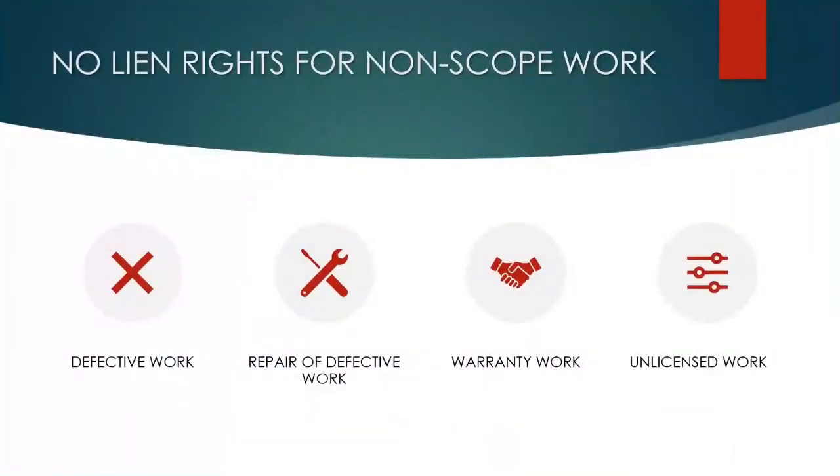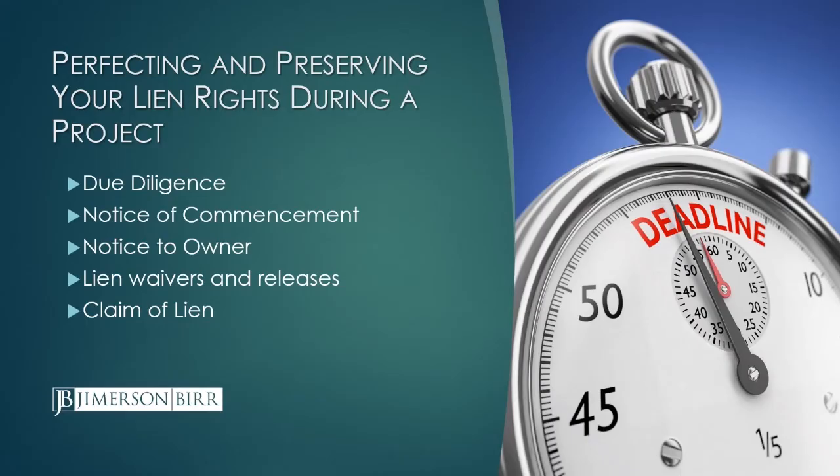Another area where you're not going to have lien rights is for non-scope work. Work that's defective, you're not going to have lien rights for defective work. If you have to spend money to repair defective work, you're not going to have lien rights for that. Warranty work, if you have to come back out to correct something under the warranty, you're not going to have lien rights for that. And then as we discussed, there are no lien rights for work by unlicensed or not properly licensed contractors. So now I'm going to turn it over to my colleague, Austin Calhoun, who's going to cover the next section, which relates to perfecting and preserving your lien rights during the project.